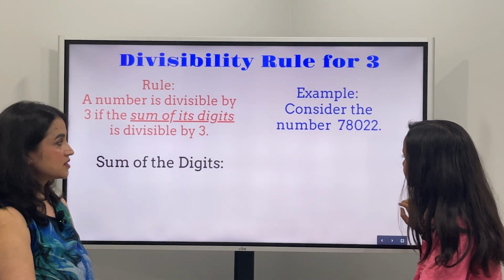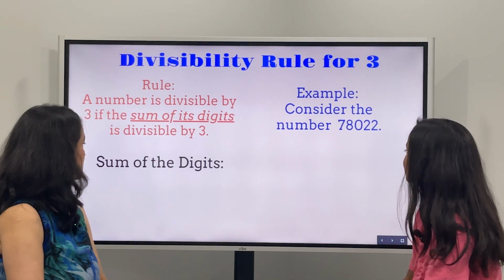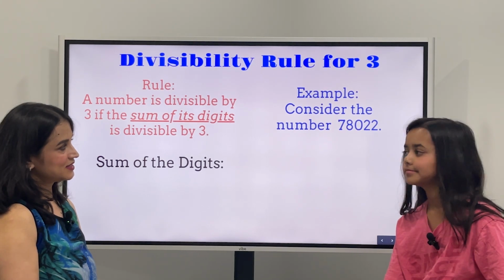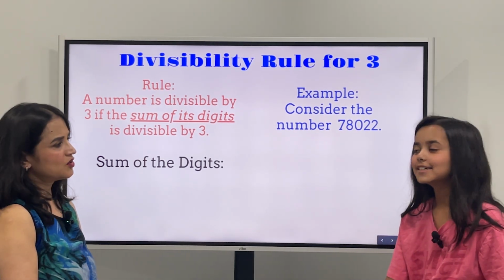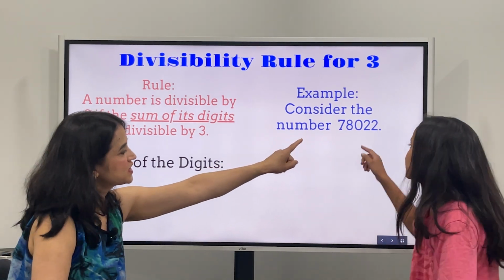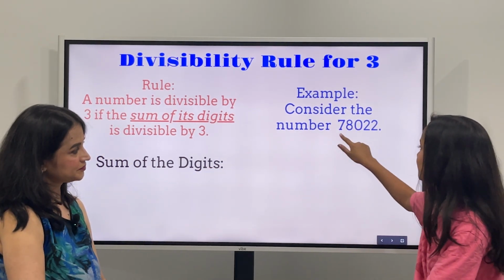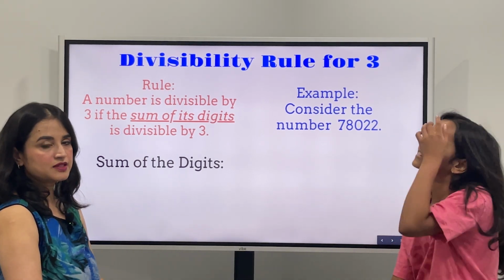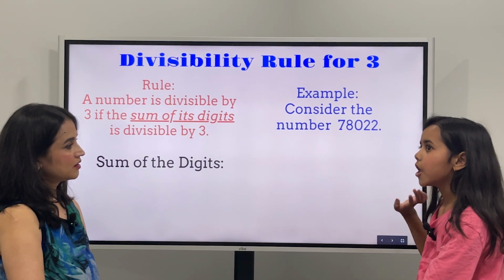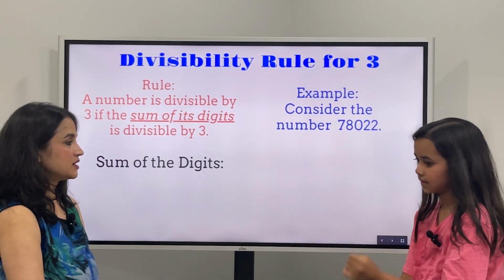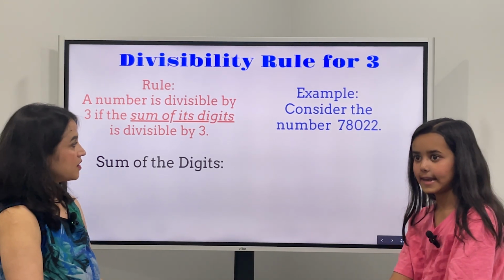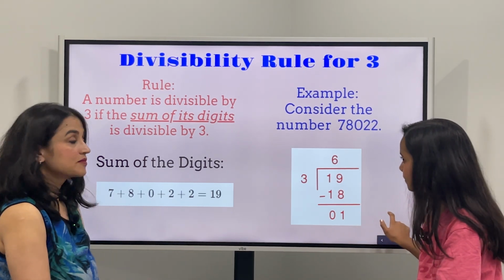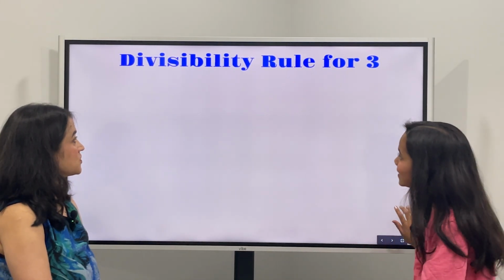So let's see the next number. What do you think, Lena? What will be the sum of those digits? 7 plus 8 equals 15 plus 4 equals 19. Okay. So is 19 divisible by 3? No. So what will be the remainder for that? The remainder will be 1. You're right. 19, see, remainder is 1. Easy.